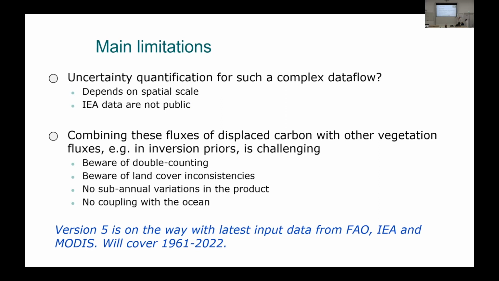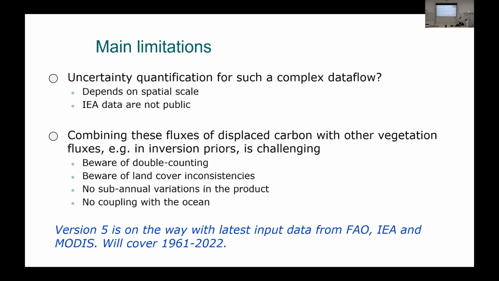Another problem, which is minor in comparison to the question of the uncertainty quantification, is the fact that the IEA data that we use for biofuel are not public. And this is something that was put against us in a paper where we used this map recently. One of the reviewers said, well, you should not use IEA because it's not public. Okay, well, I don't know.